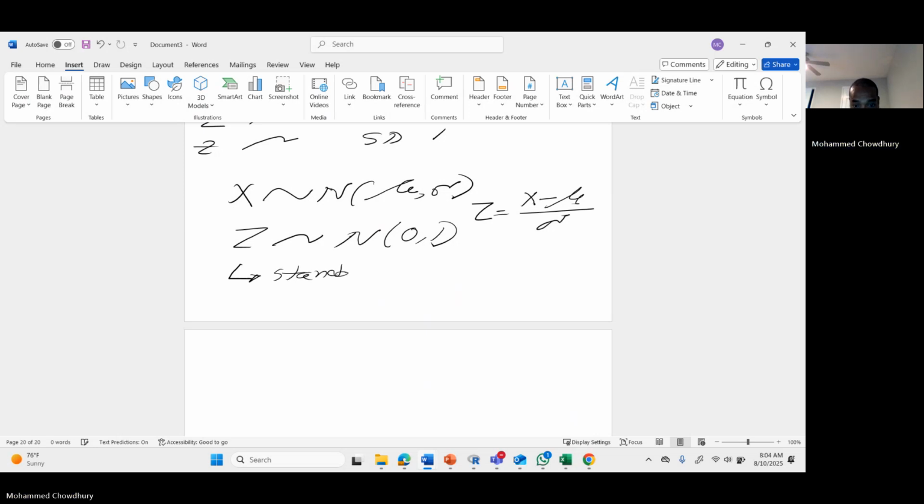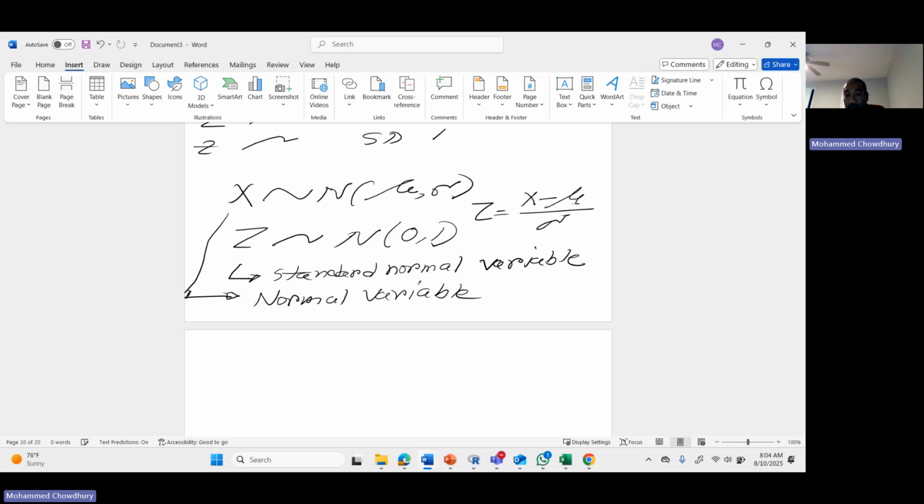Z is called the standard normal variable. X is called just the normal variable. Okay, x is called the normal variable, z is called the standard normal variable.